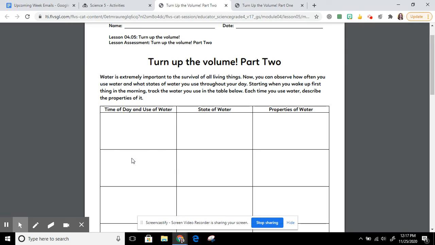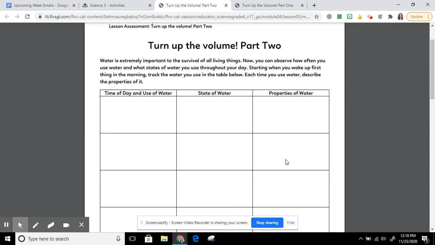Let's say later in the morning, I'm going to get maybe some OJ and put some ice in my OJ. So I would write ice in my juice. State of water, well, ice would be a solid, so I would write solid here, and then the properties of that ice cube, describing the ice cube.